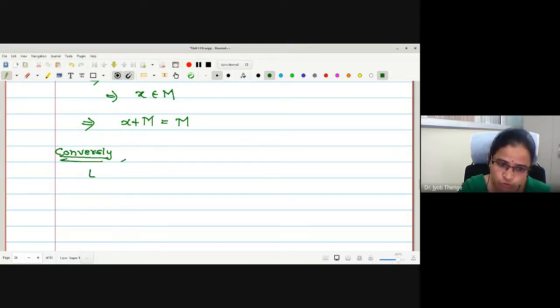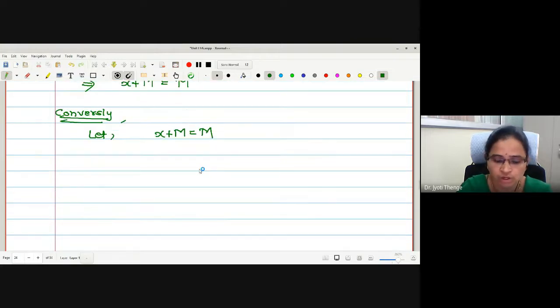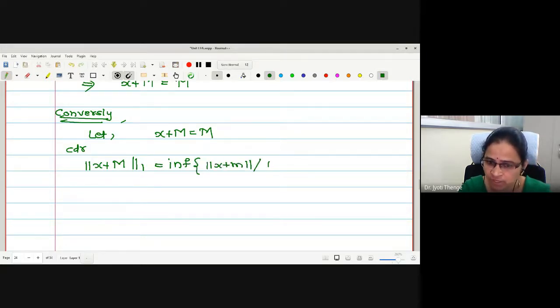Conversely, assume x plus M is equal to M, and we wanted to prove that norm 1 is 0. Therefore, let me consider norm 1 of x plus M. As per the definition, this is the infimum of the norm of x plus m, provided m is in M.